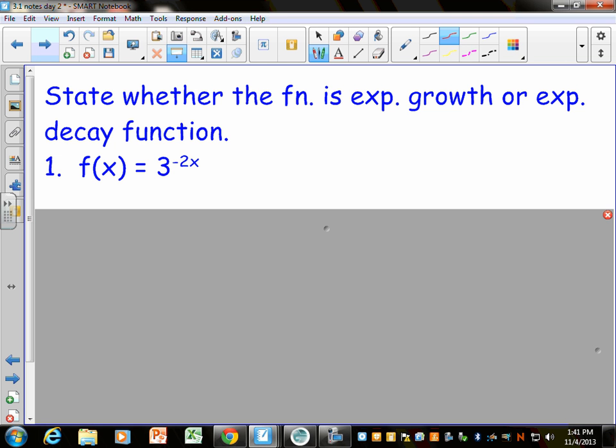All right, 2 questions on your homework today say this: state whether the function is exponential growth or exponential decay. And you have to think about it. The book says to look to see whether the base is bigger than 1 or smaller than 1. But I think this little -2 here makes it kind of tricky, right? So is that base bigger than 1 or smaller than 1?